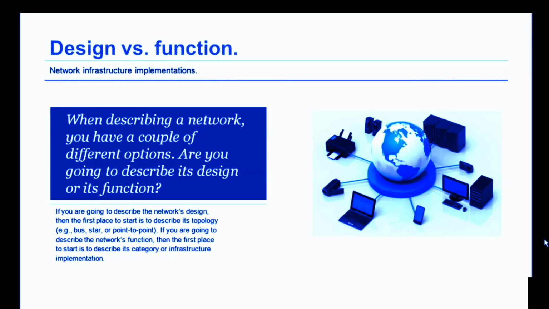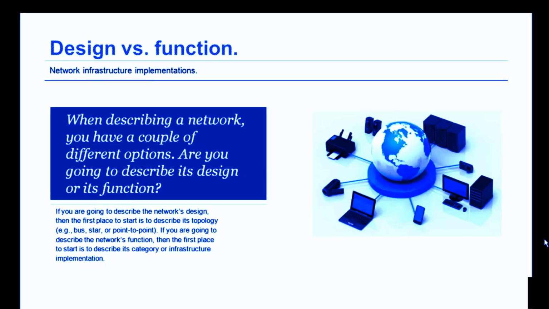When describing a network, you have a couple of different options. Are you describing its design or its function? If you are going to describe its design, then the first place to start is to describe its topology. Is it a bus network? Is it a star network or a point-to-point?